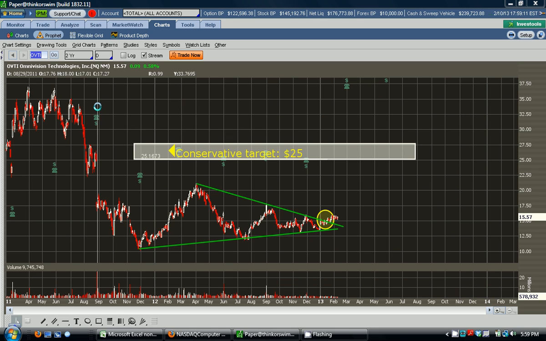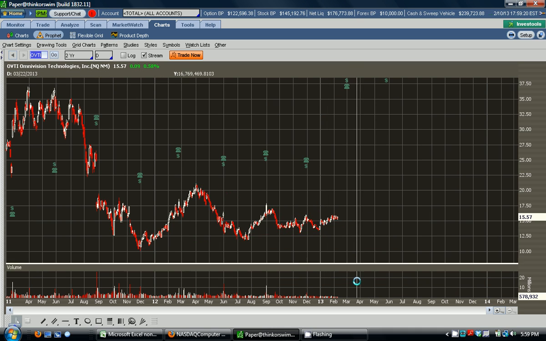The stock that we're looking at today is Omnivision Technologies. OVTI is the symbol. Now, you already see that I have my targets and drawings on here. I'm just going to erase those, do those again.